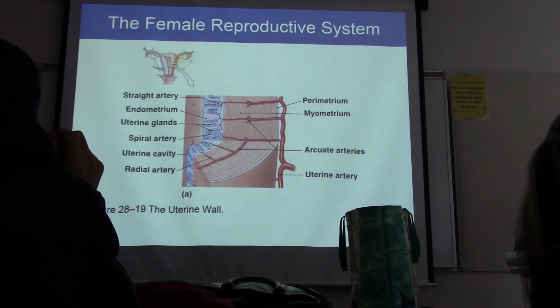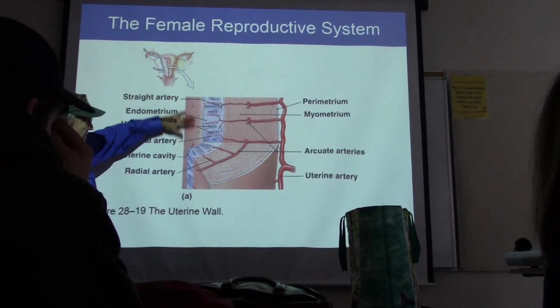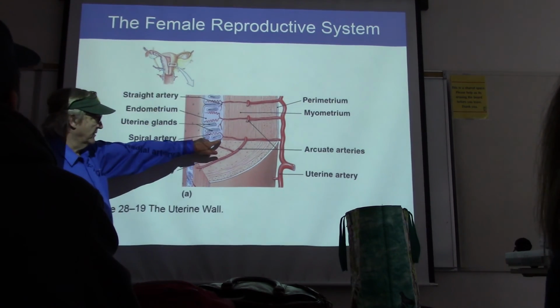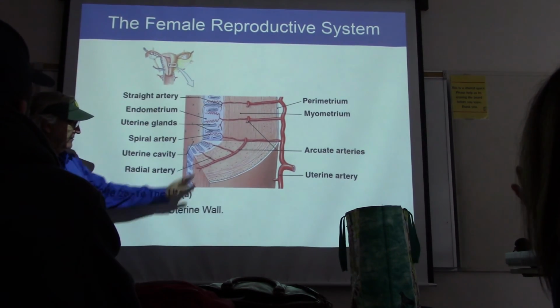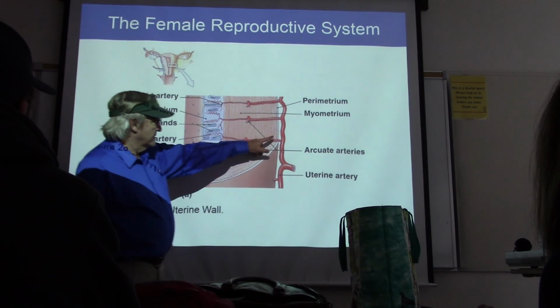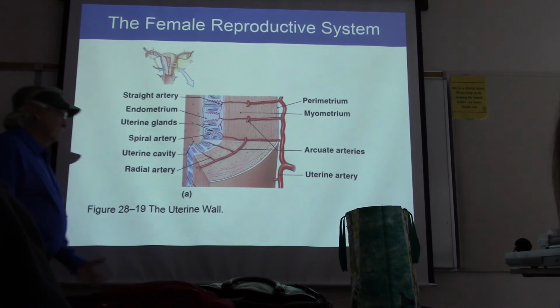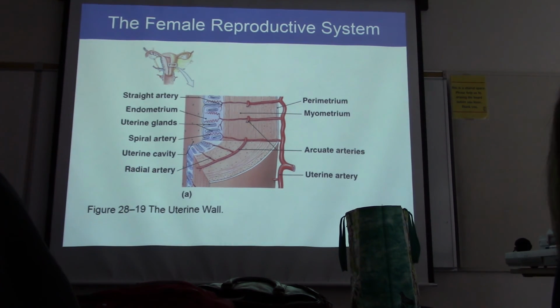Here's kind of a picture of the uterine wall. This is the inside of the uterus out here. This is the endometrium right here. And this is the muscular layers of the uterine wall out here. And this is that perimetrium, or the visceral peritoneum on the outside.